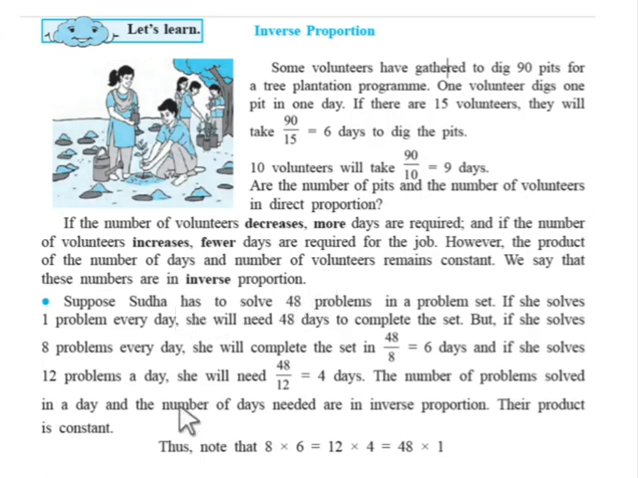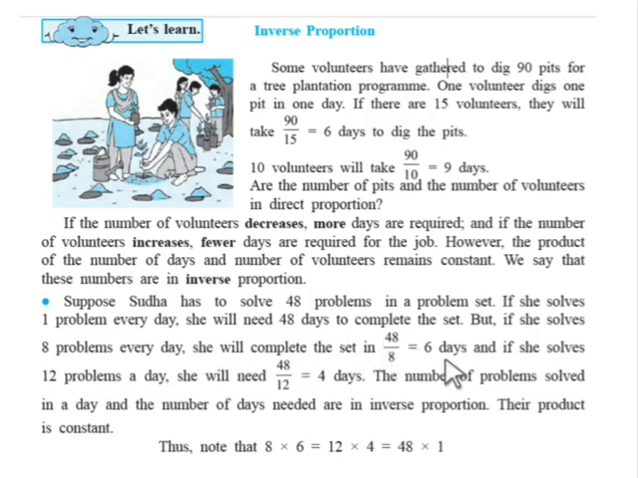Now let us see another example. Suppose Sudha has to solve 48 problems in a problem set. If she solves one problem every day, she will need 48 days to complete the set. Now, here the example of problems in a problem set is given. It is given that if Sudha solves only one problem every day, then she will take 48 days to complete the problem set. But if she solves 8 problems every day, then naturally she will take less number of days. That is, we will divide 48 by 8.